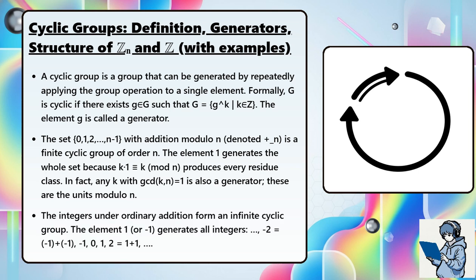The integers under ordinary addition form an infinite cyclic group. The element 1 or negative 1 generates all integers. Negative 2 equals negative 1 plus negative 1, and 2 equals 1 plus 1.